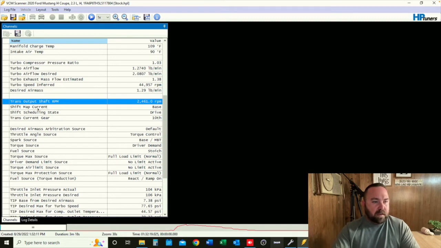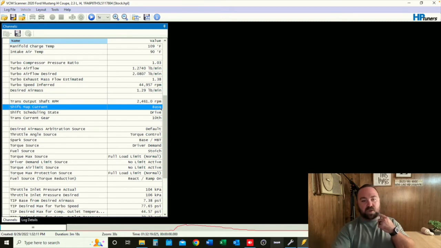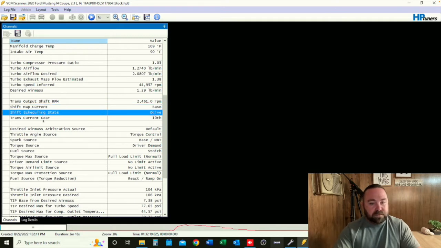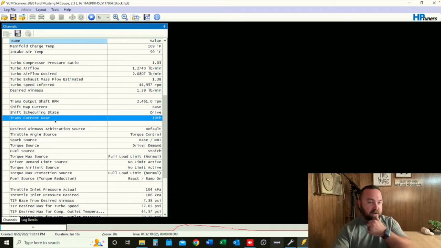All right, shift map. That's a good one because you want to know if it's on the base, sport, sand, drag, wet, or traction control map. If you're getting wonky shift points, you need to know if this has moved, because otherwise you're not going to know which table to modify. It's in drive, you may not need that. And there's the current gear that it's in. You need that. You've got to know what gear you're in, otherwise you don't know which to choose. You've got 10 of those to pick from. You don't want to guess.